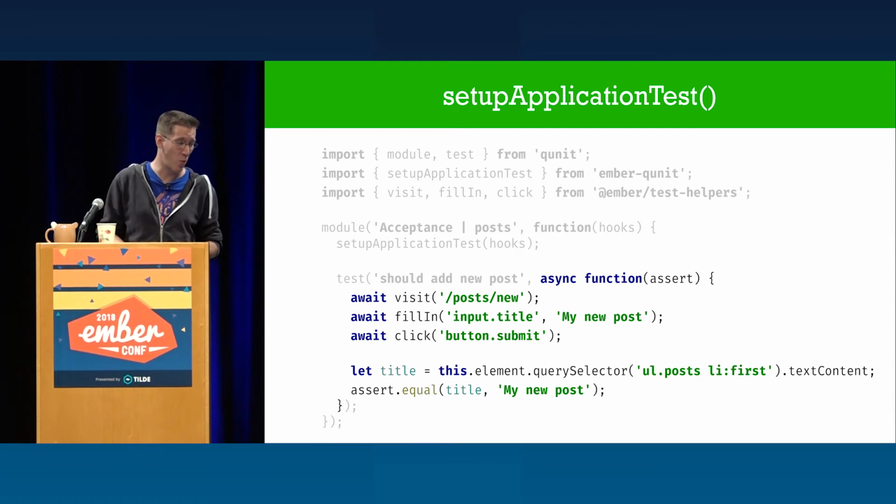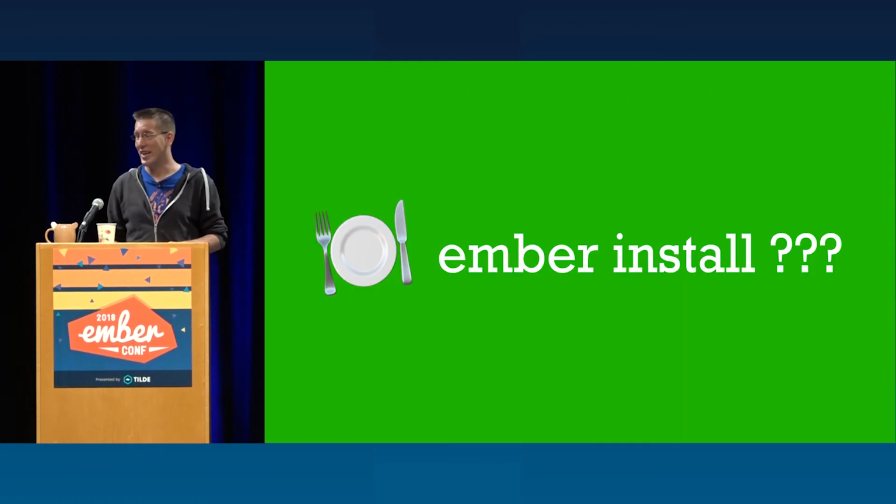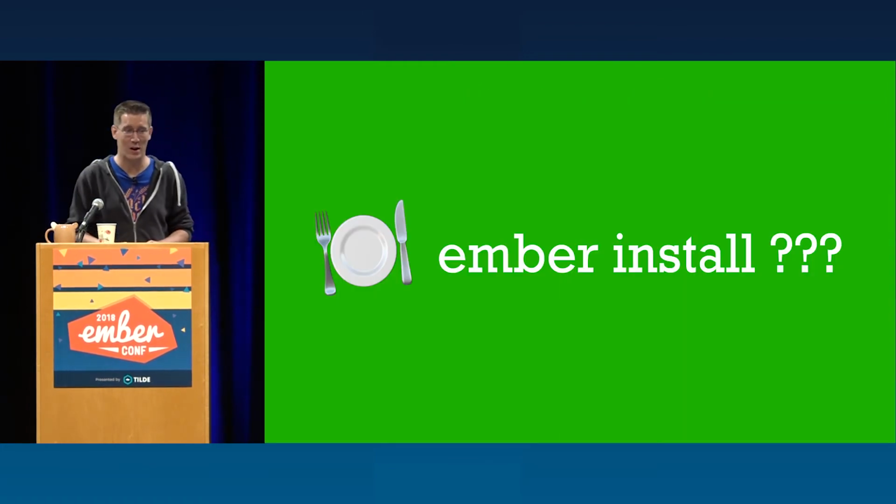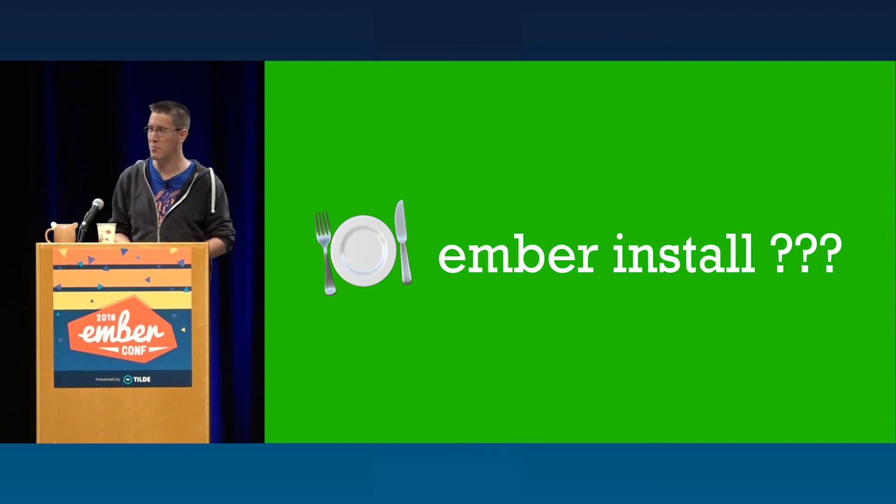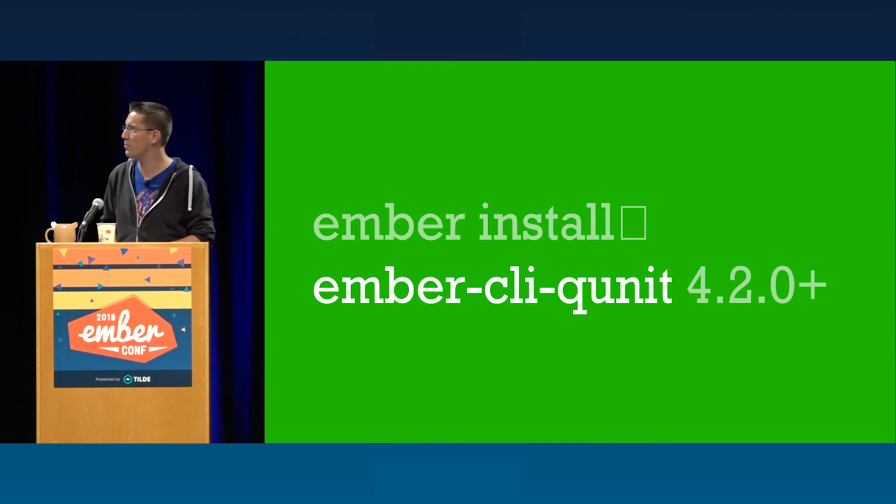So at this point, you might be wondering, how can I get this? This looks nice. I want to have that. What do I have to Ember install to get this? And the good news is you might already have it, because it doesn't actually depend on your Ember version at all. The only thing that matters is your Ember CLI QUnit needs to be on version 4.2 or above. And if you have that, you can just use the new APIs already. Whether you're on Ember, I don't know, 2.0, I think we test all the way down to 2.4 or something.